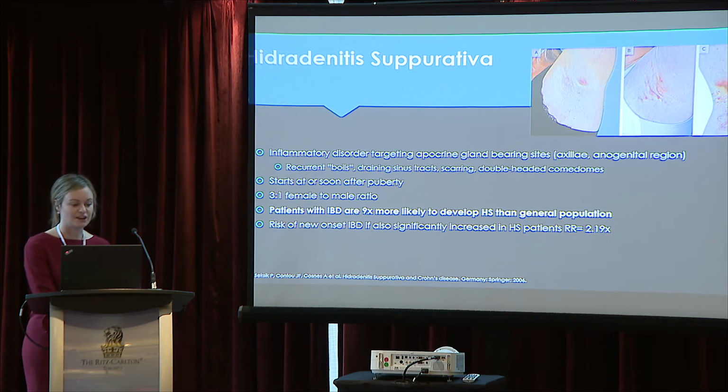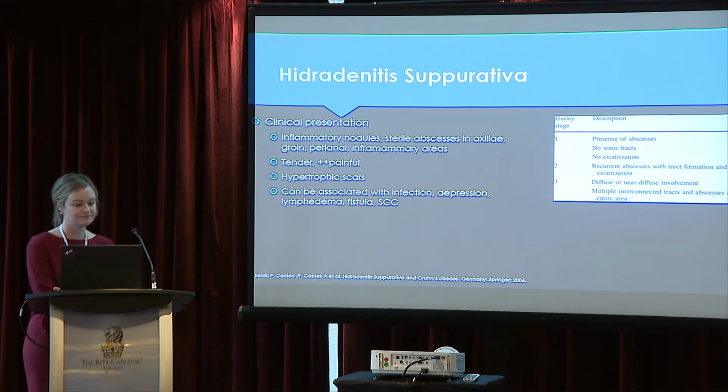And there's research that's come out in 2018 that quoted a 9 times increased risk in patients with IBD at developing HS compared to the general population. And the risk of new onset IBD is also significantly increased in HS patients. So the relative risk was 2.19 times higher in HS patients.